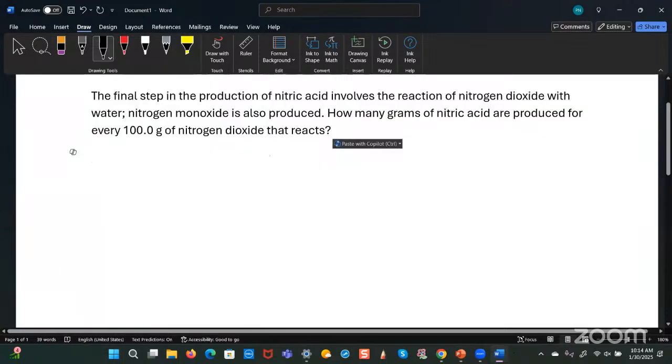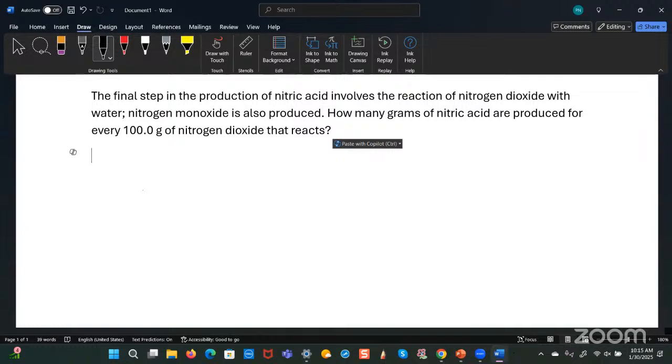So the question says, the final step in the production of nitric acid involves the reaction of nitrogen dioxide with water. Nitrogen monoxide is also produced. So the question is asking, how many grams of nitric acid are produced for every 100.0 grams of nitrogen dioxide that reacts? So what will be the very first thing you're going to do in order to solve this problem? Write the equation.